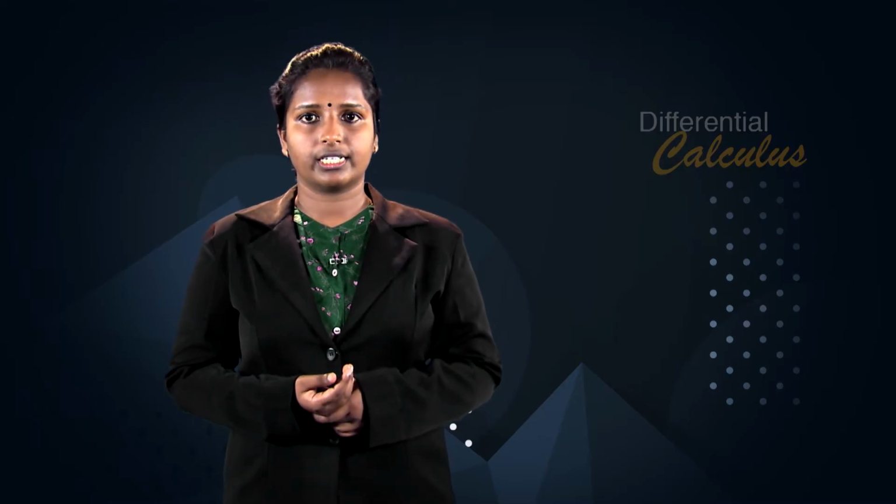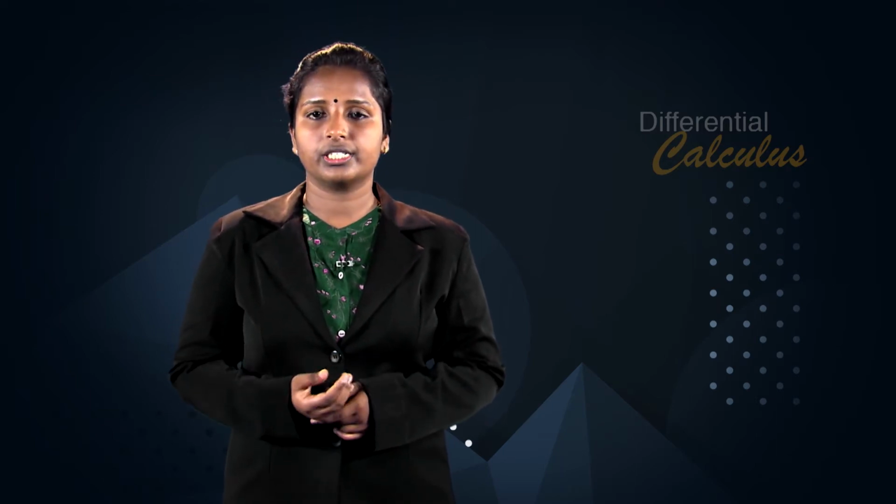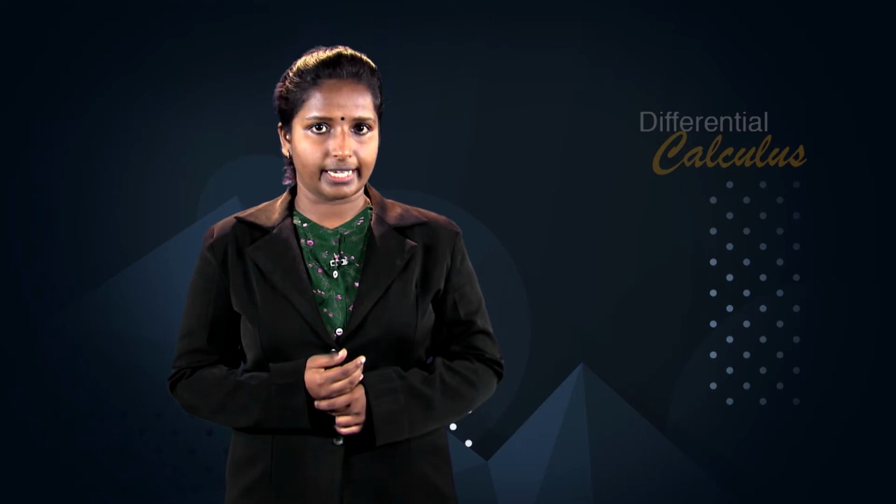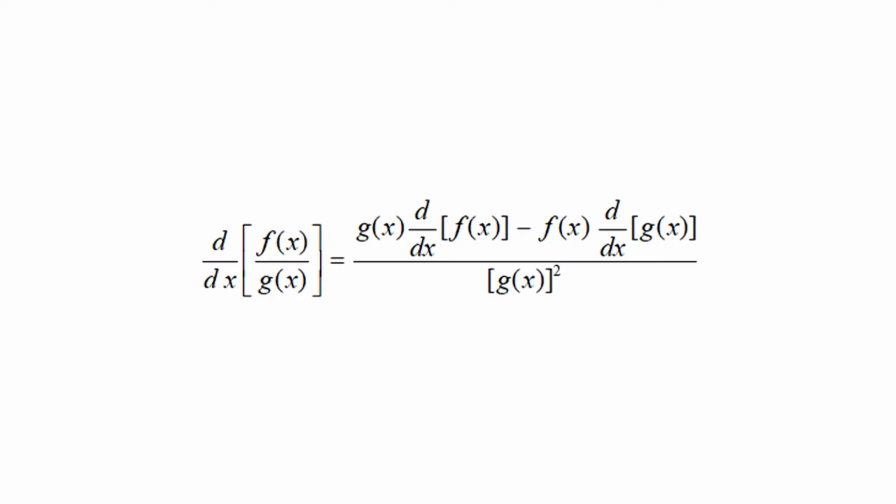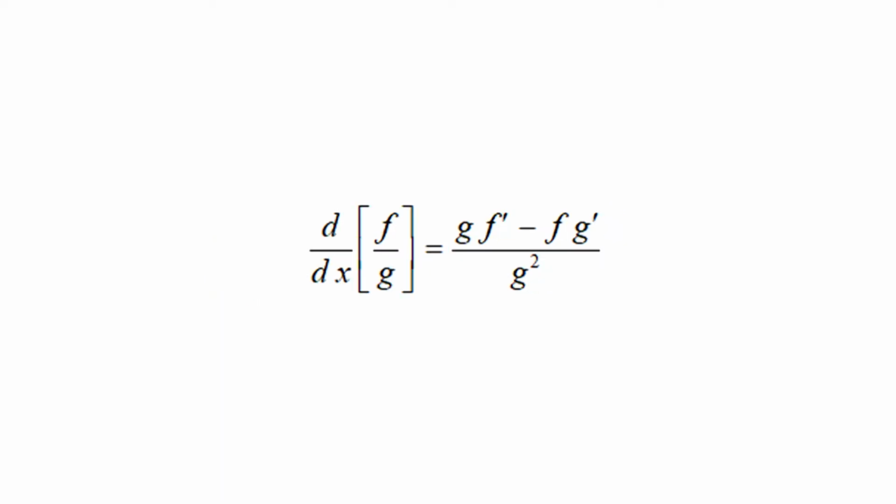If f and g are differentiable at x and g of x is not equal to 0, then the quotient f/g is differentiable at x and d/dx of f(x)/g(x) equals [g(x) d/dx f(x) minus f(x) d/dx g(x)] upon [g(x)] whole square. Simply writing, d/dx of f/g equals (g f′ minus f g′) upon g². Now, we prove the quotient rule.